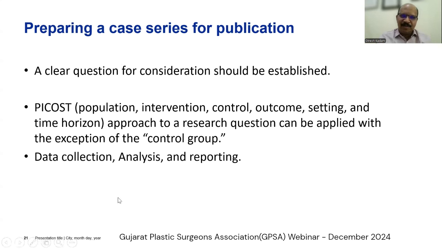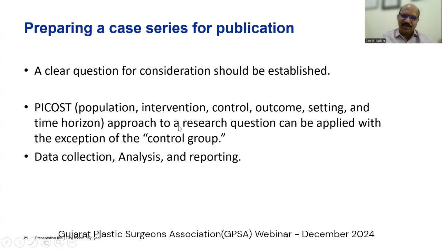Again, in preparing a case series for publication, you should follow some guidelines, like PICOS: population, what kind of patients you are studying; what kind of intervention; whether a control group is there or not; the outcome; and then whether it is retrospective or prospective, that is the setting, the time period of these patients and the study period, and how long the follow-up was. These are all very important parts of your paper, and without this information, the case series becomes very poor in terms of evidence.